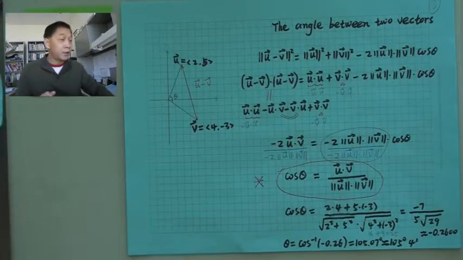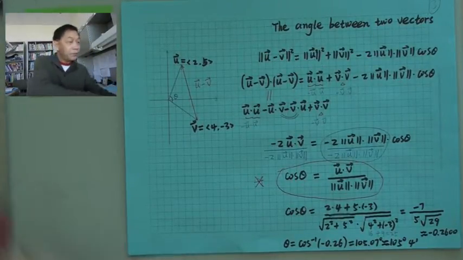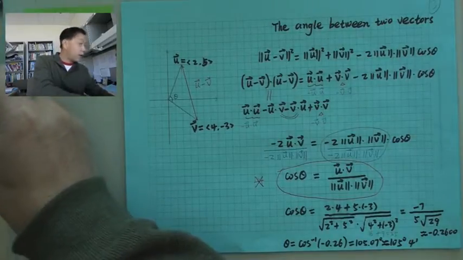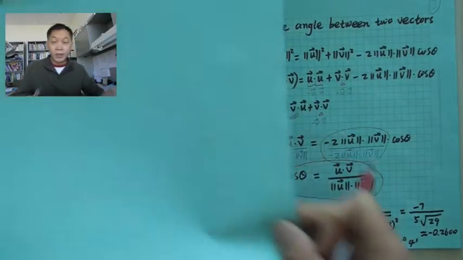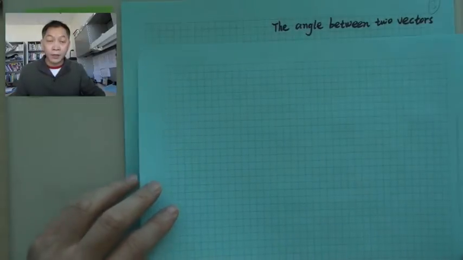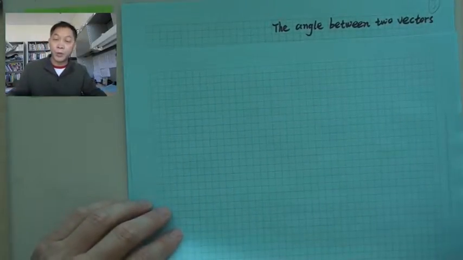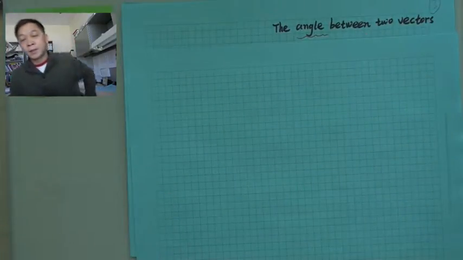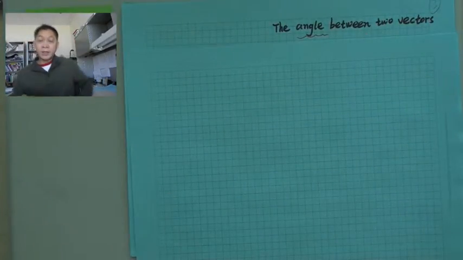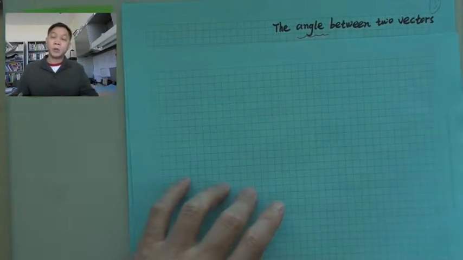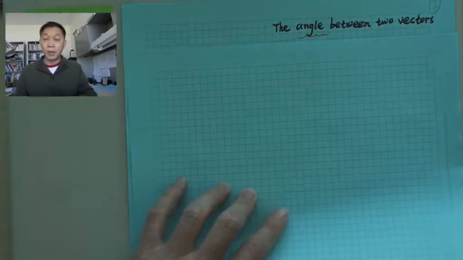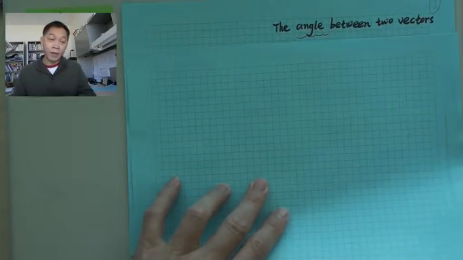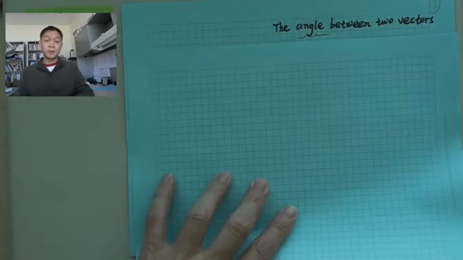Why do we need the dot product? The dot product can be used to find the angle between 2 vectors easily. How easy? Before we do that, I'll give you the formula. We want to understand why this formula holds.